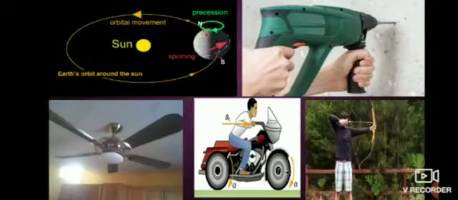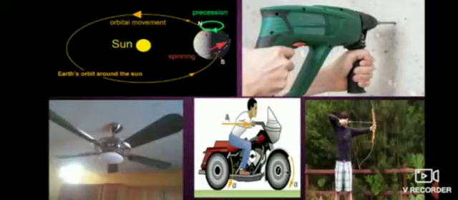Now let us see some examples of whether a body consists of translatory motion, rotatory motion, or both. Now we see the motion of the earth around the sun. Here we can say the motion of the earth is rotatory motion while the earth is going around the sun, which we can also call revolution. So the earth possesses rotatory motion.